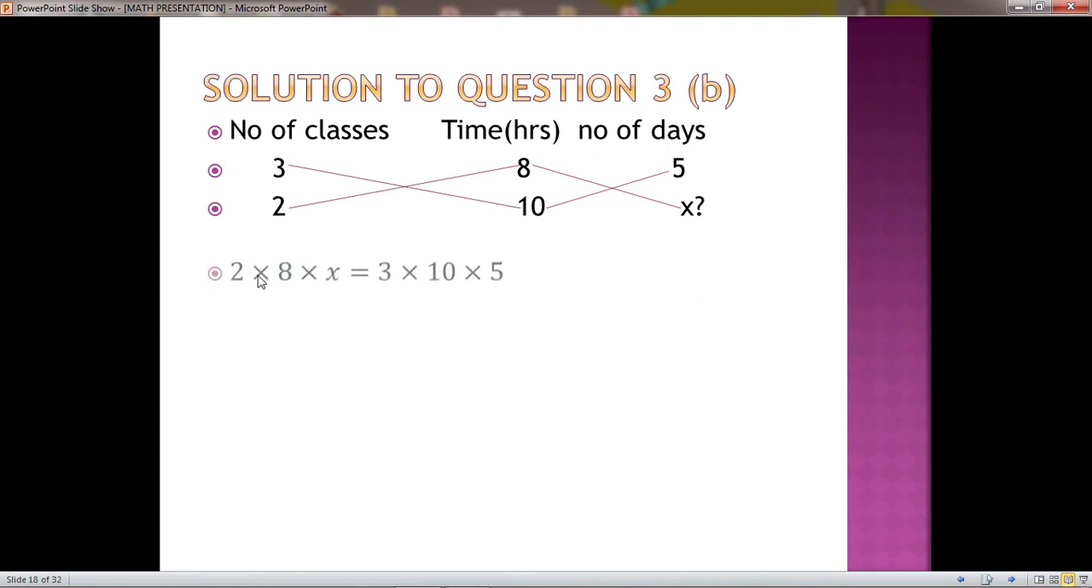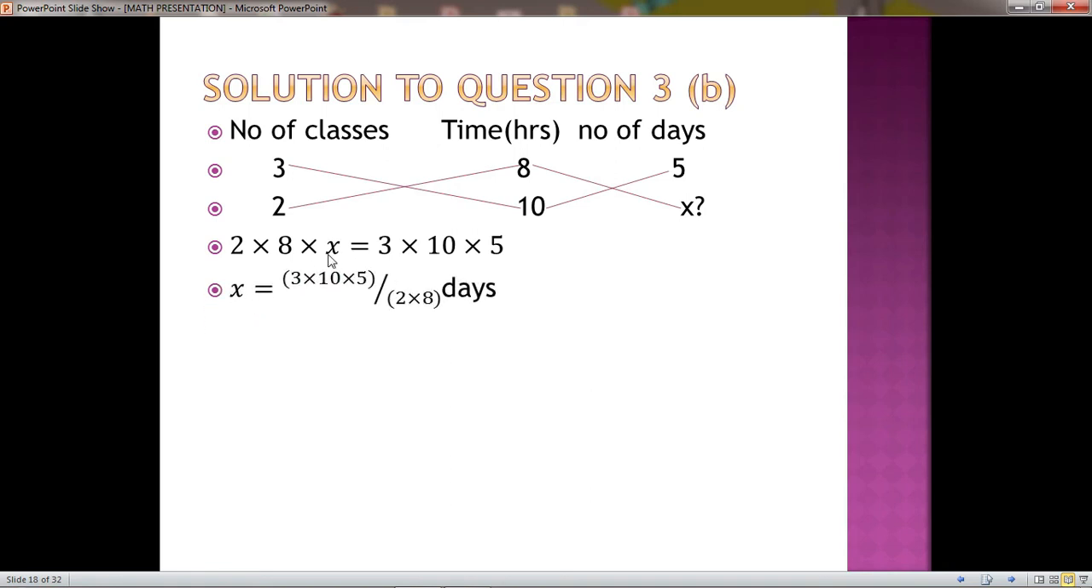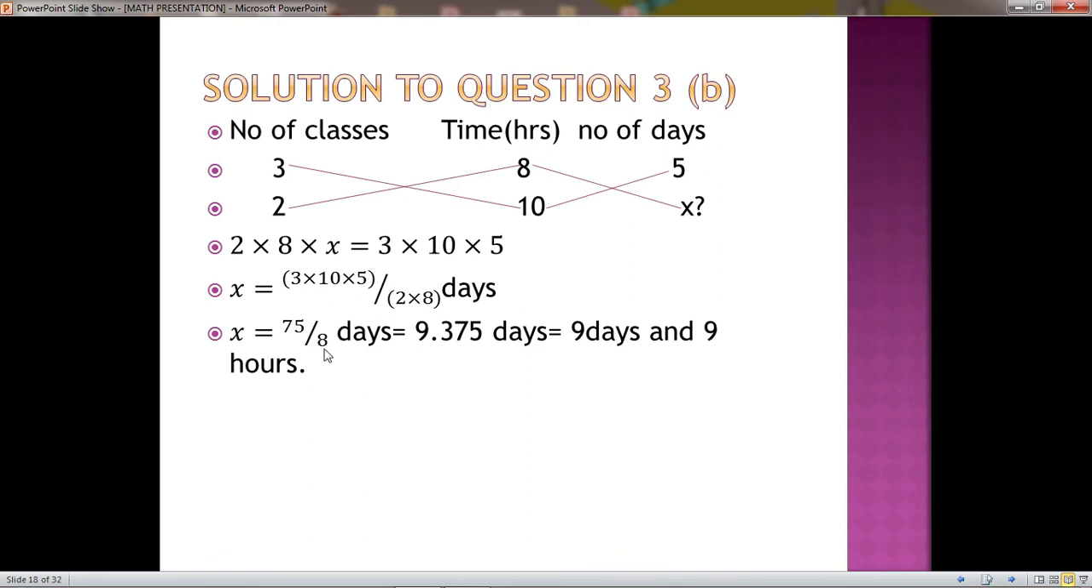So we take 2 times 8 times x, and we create an equation with 3 times 10 times 5. So x, which is in days, is 3 times 10 times 5 divided by 2 times 8 days. So it's going to be 75 divided by 8, which is 9.375 days. By conversion, we are going to have 9 days and 9 hours.